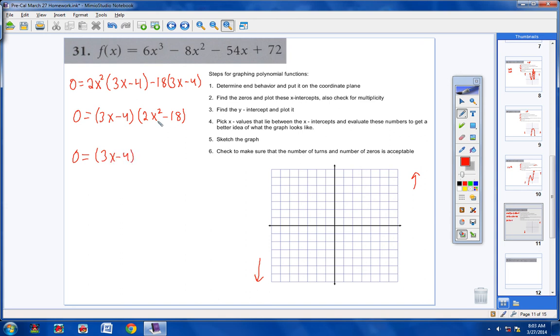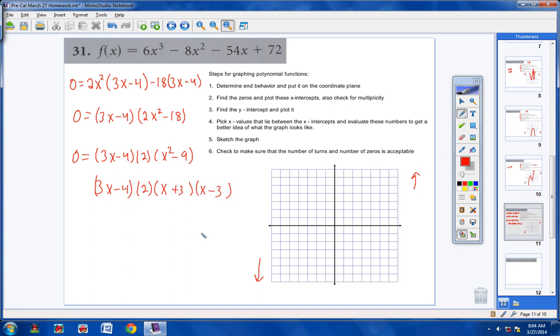Out of this group right here, I can pull out a 2, so I'll put a little 2 right here, and that leaves me with x squared minus 9. And now I can factor x squared minus 9 into x plus 3, x minus 3.